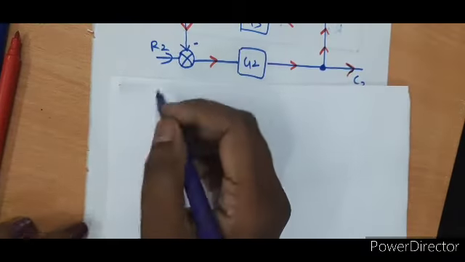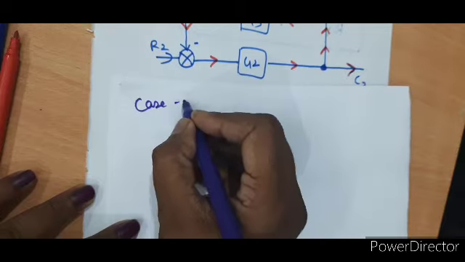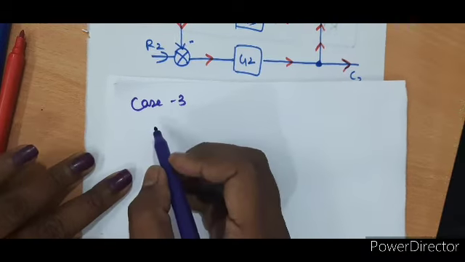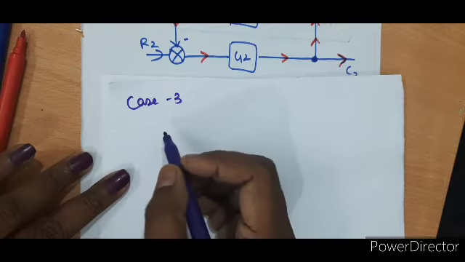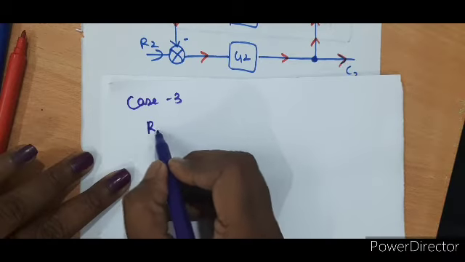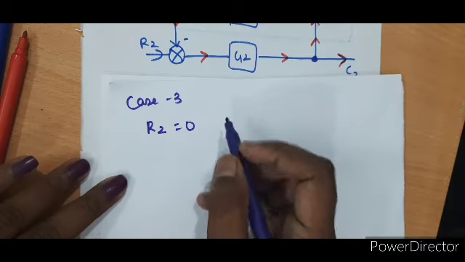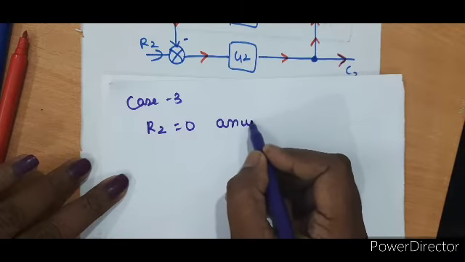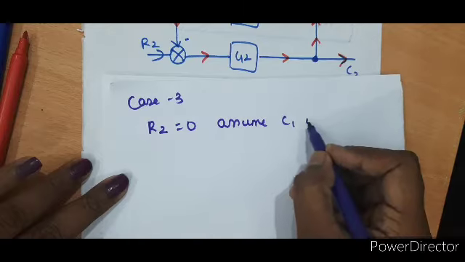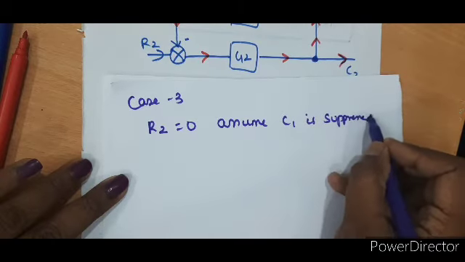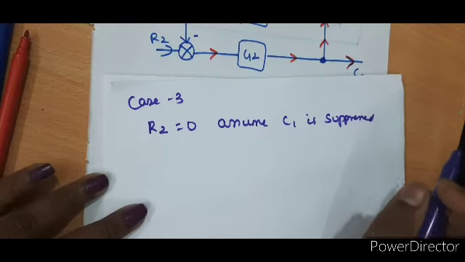Okay, next, case 3. What I will do is keep R1. R2 I will make it as 0. Then assume C1 is suppressed. R2 is present and you are going to assume that C1 is 0. Now let's imagine how our circuit will be.